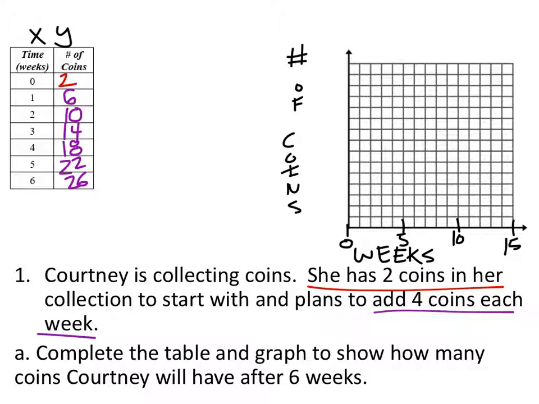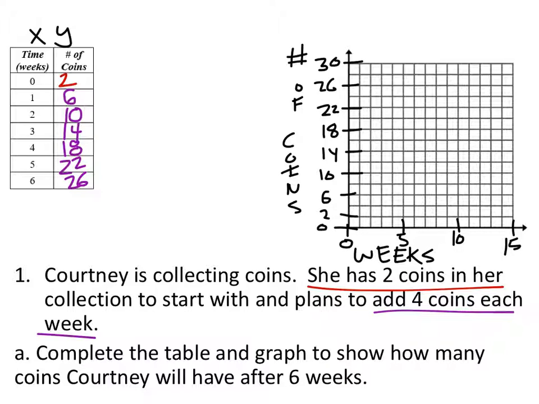Now for the y-axis though, in order to show that after 6 weeks it would be 26 coins, I'm going to do the scale on the y-axis a little bit different. I'm going to say that each line on the y-axis is going to represent 2. So that'd be 0, 2, 4, 6, 8, 10, 12, 14, 16, 18, 20, 22, 24, 26, and then 28, 30. That's not great, but it'll do. Sorry, it's just more of my handwriting, I guess.